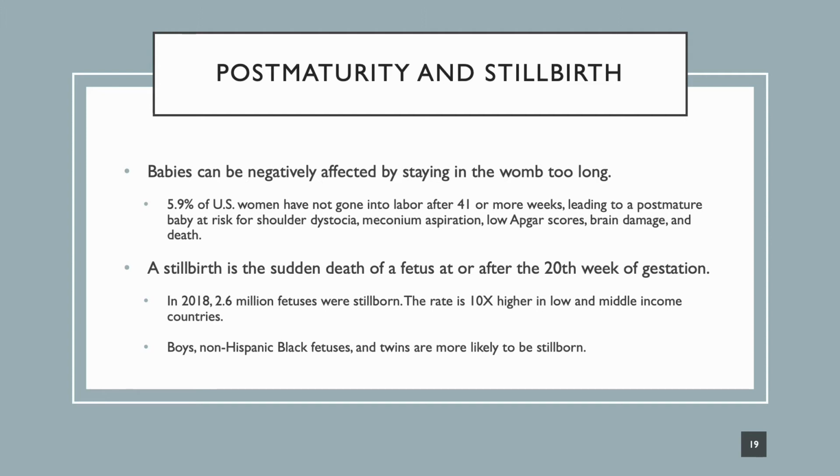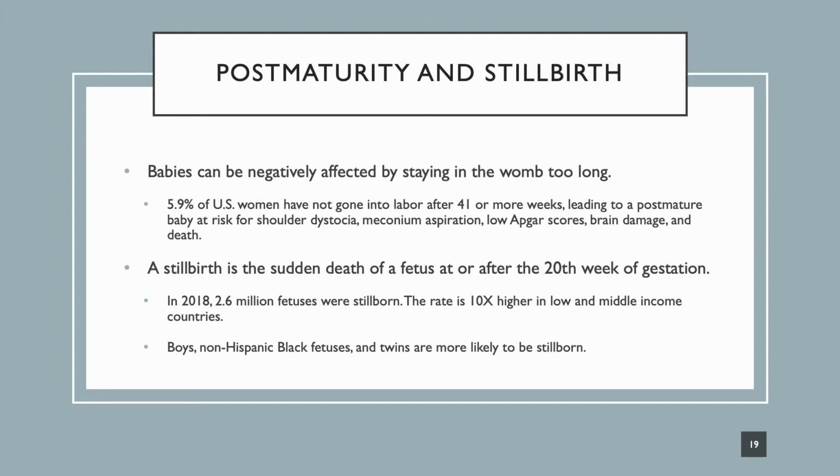Postmaturity and stillbirth is another issue to think about. Babies can be negatively impacted by staying in the womb too long. 5.9% of U.S. women have not gone into labor after 41 or more weeks, leading to a post-mature baby. And a post-mature baby also tends to be a larger baby. Some of the results of that can include shoulder dystocia, meconium aspiration, low Apgar scores, brain damage, and even death.